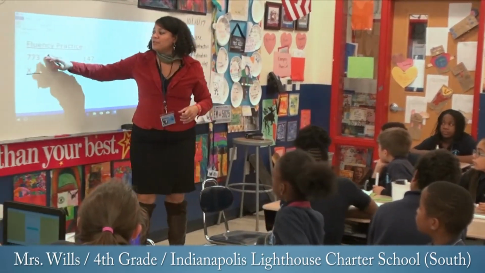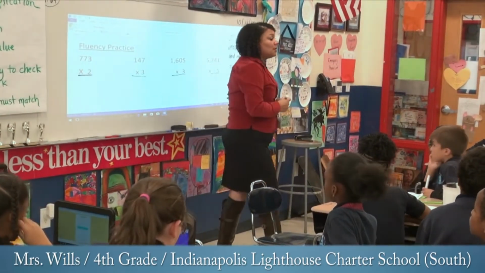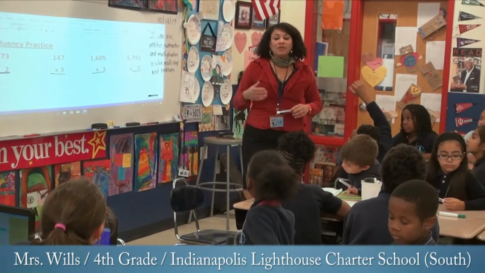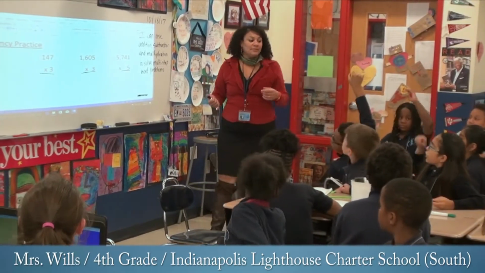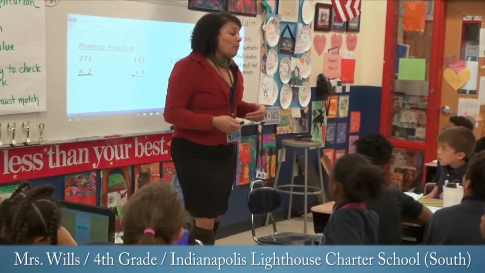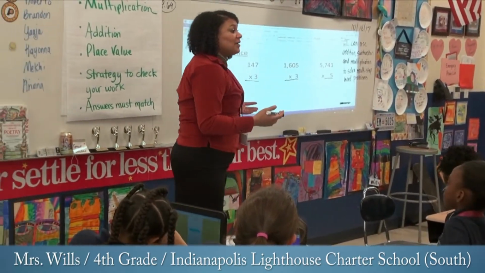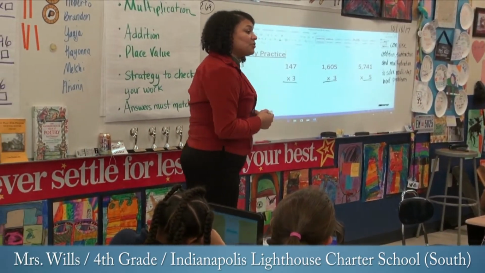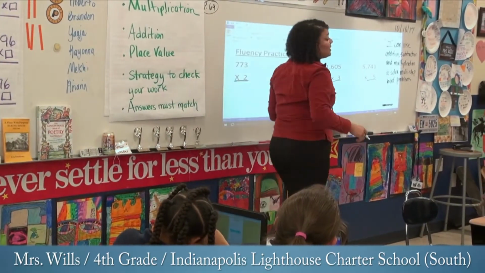We have our first number, 773 times 2. If we didn't want to use multiplication, what's another way that we could solve this problem? Susie? We could use addition. We could use repeated addition. But since we know multiplication is a quicker way to find our product, we're going to go ahead and use that multiplication. So 773 times 2.